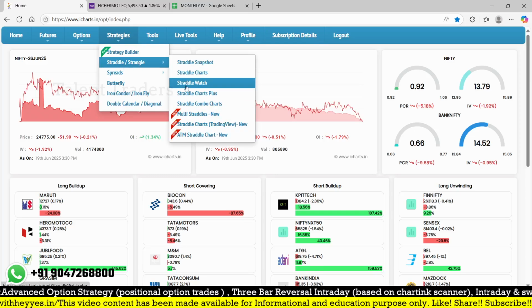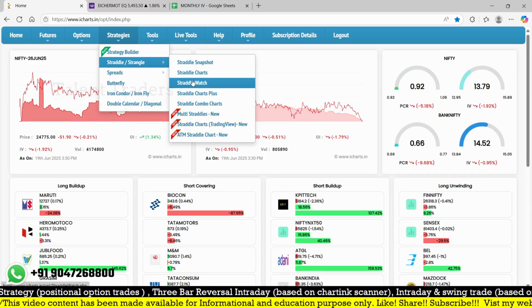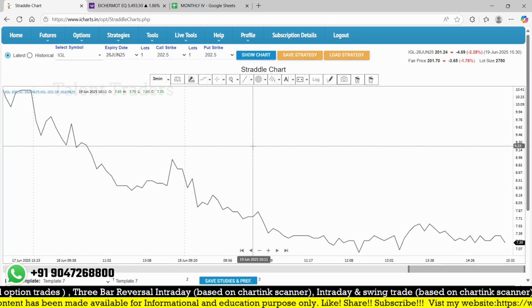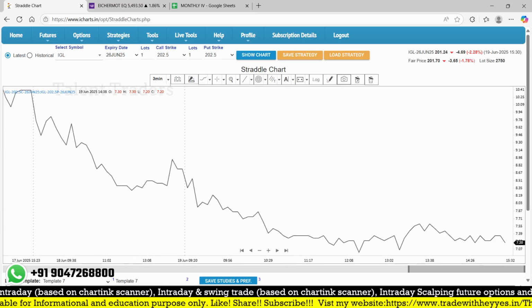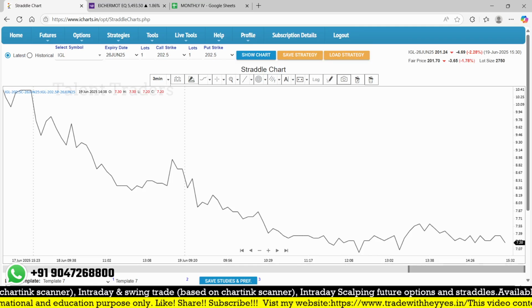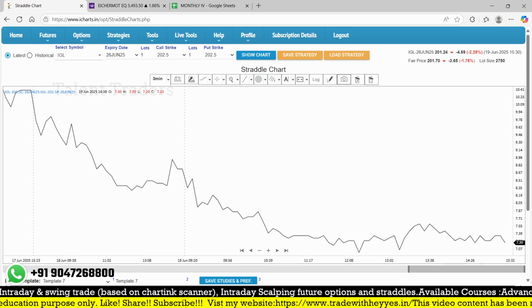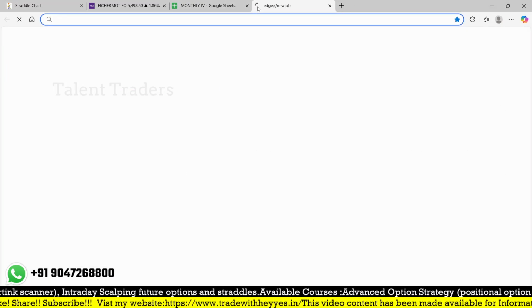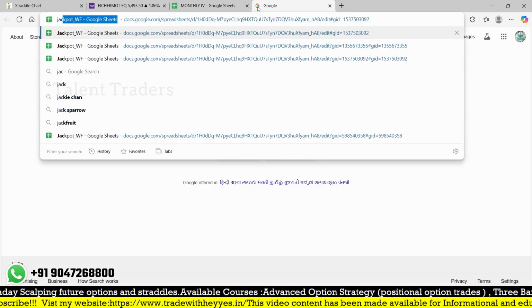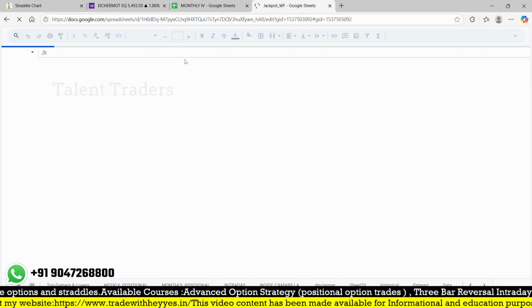For example, we have some strategies. You can look at these straddle charts. You can also get the total combined premium of a particular stock easily from here. Let's look at an example of what we are going to see with our monthly jackpot sheet, that is, the option scanner.